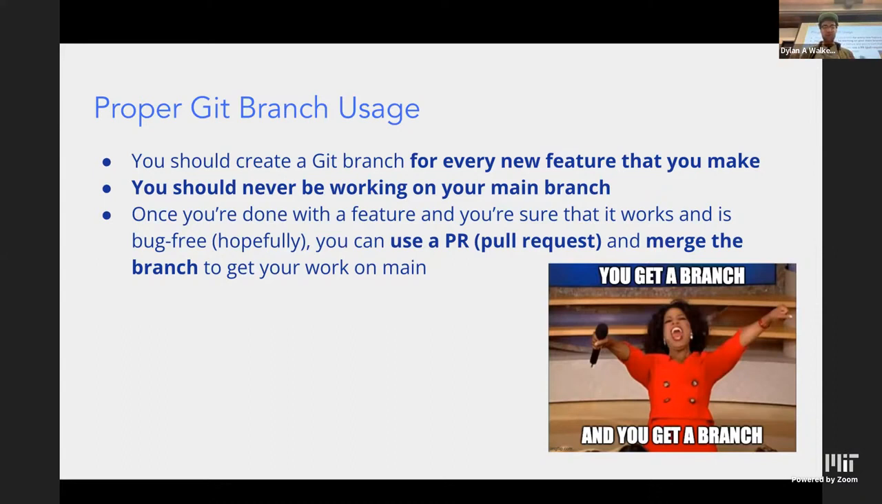So now we can go over some vocab on the last bullet point of this slide. Once you're done with the feature and you're sure that it works, you want to push it onto main and merge the 2 branches so that you can actually use the code. You can use a pull request and merge the branch to get your work on main. This may result in a merge conflict, and we'll go over this, and then we'll go over what a pull request is too.